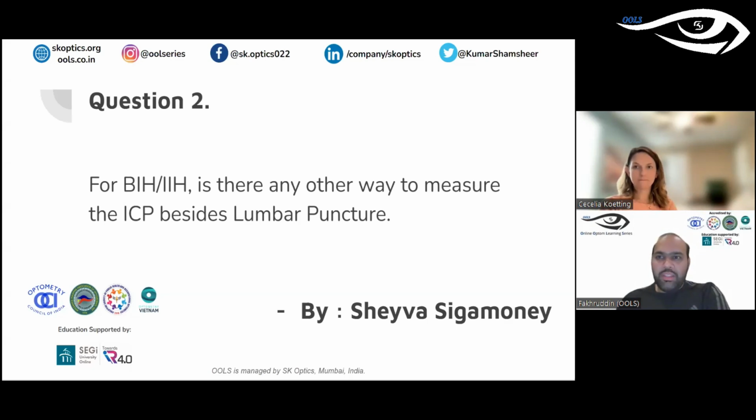Is there any specific color vision test which you would prefer in terms of these patients, or would you just go with the standard Ishihara test? Standard Ishihara. Yeah, that should suffice. Because a lot of the time, you're going to pick up gross abnormalities.